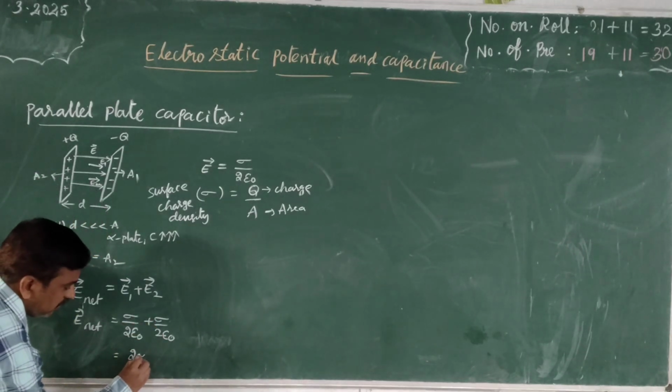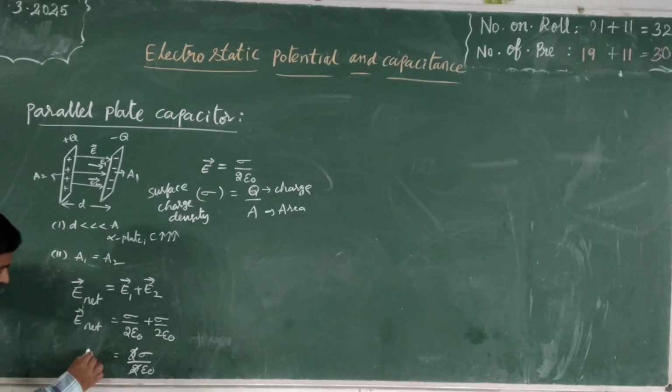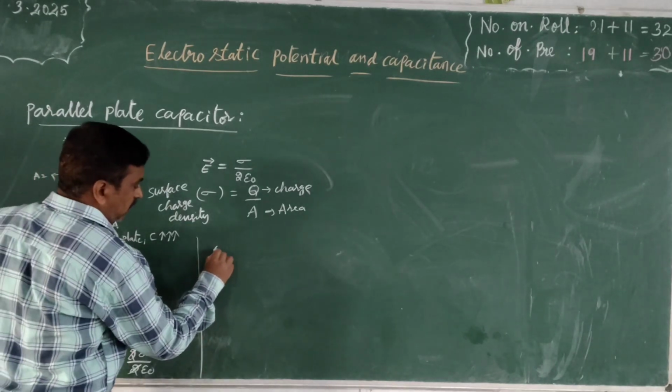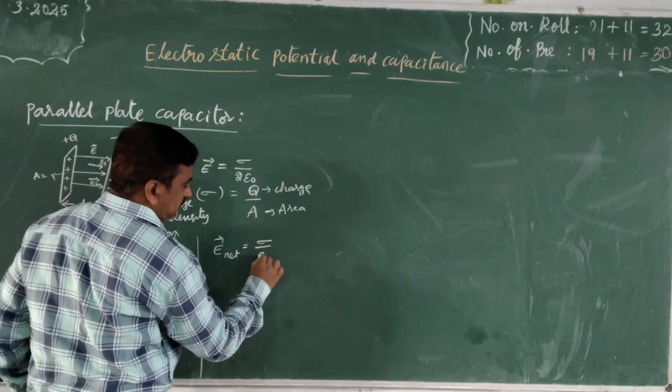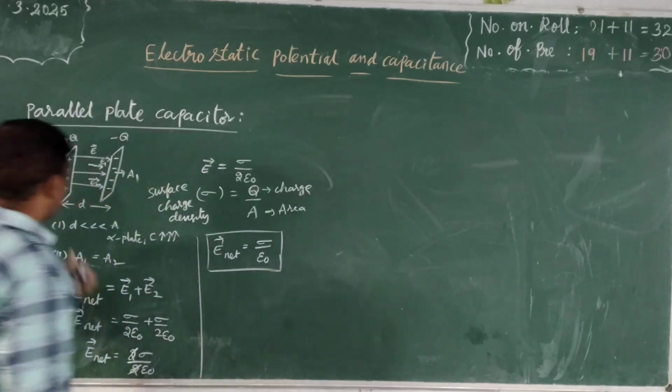What do we get now? 2 sigma by 2 epsilon naught, the 2 cancels. What do we get now? The net electric field due to parallel plates is sigma by epsilon naught. I write here: the net electric field due to parallel plates is sigma by epsilon naught. It is the net electric field due to these two plates.